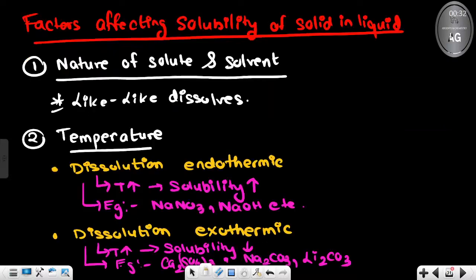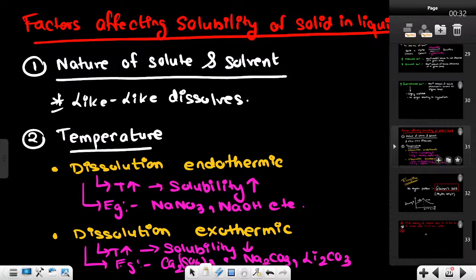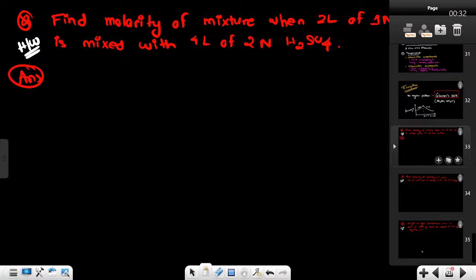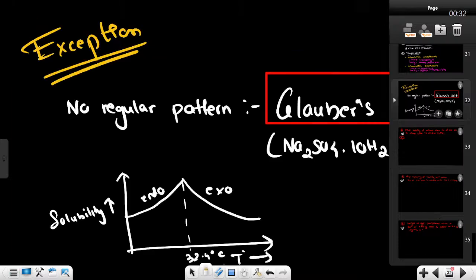The other explanations have been given to you. So we have started with solubility today, with the solubility of solids done today. Tomorrow we will discuss the solubility of gases in liquids.